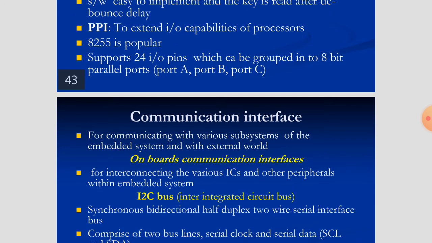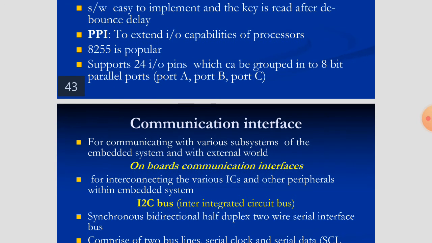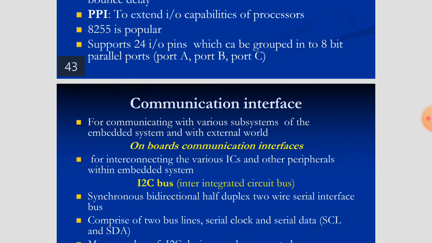Next, to interact with outside peripheral devices, different PPI devices, peripheral interface devices, are used to extend the I/O capabilities of the processors. If you need to communicate with devices outside the IC, outside the board, which are connected to the processor, you have to use intermediate devices, that is, PPI, peripheral interface devices.